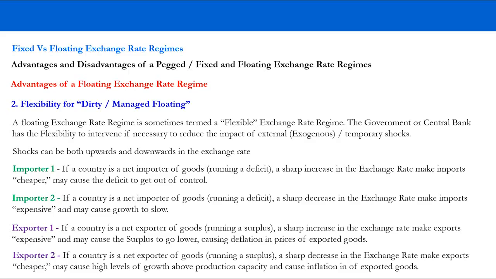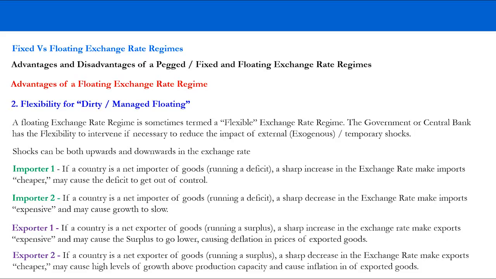As an exporter, so let's say, for example, you're a country who's a net exporter of goods and you're running a surplus, a sharp increase in the exchange rate due to some exogenous shock that's out of anybody's control makes your exports more expensive and can cause your surplus to go lower. And this can create a situation where you get deflation in the prices of your exported goods. Obviously, that's not good for exporters.